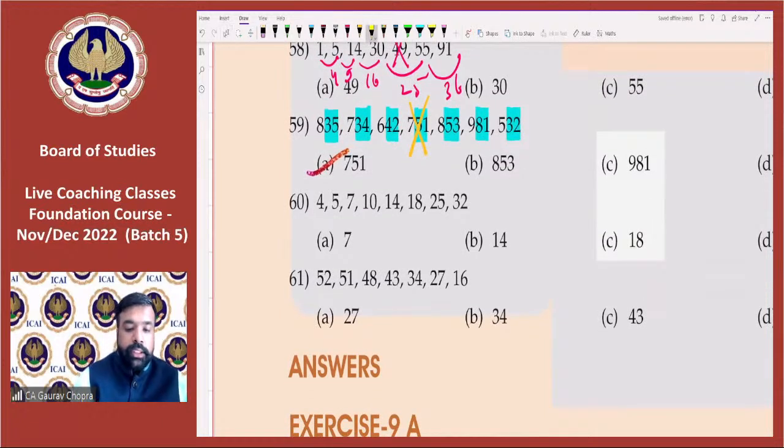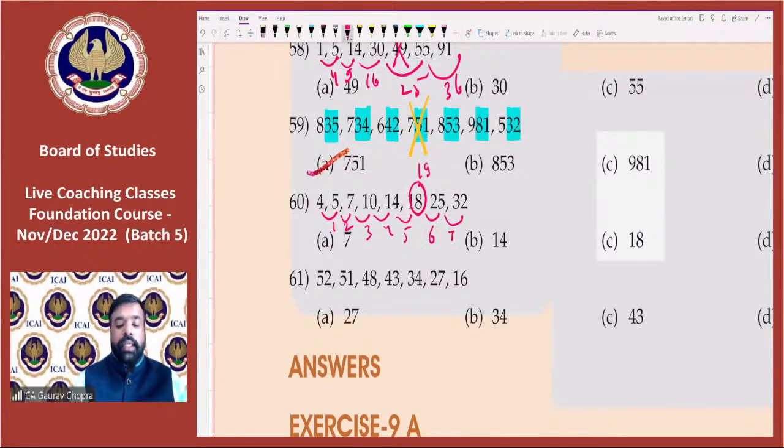Then the next one, 60. And 60 we are having gap of 1, 2, 3, 4, 5. Next gap should be, here the gap should be 5, but here the gap is of 4. That means the number should be 19. After that, from 19 to 25 it will be 6, then 7, and so on. So this 18 is the wrong number. So we can select 18.